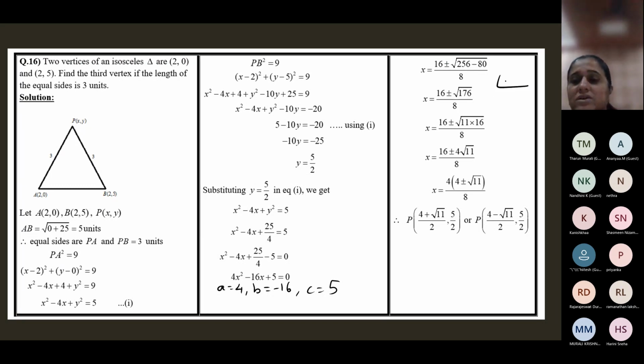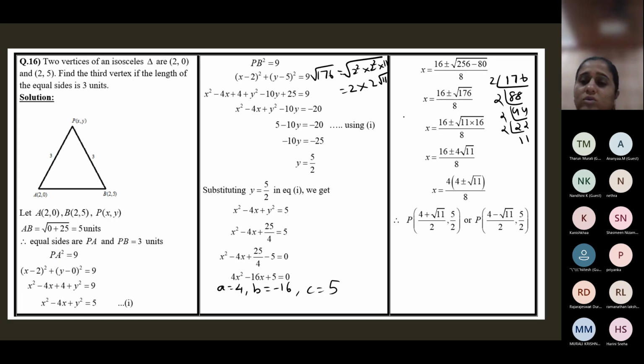You should find the prime factors of 176. 176 is 2 into 88, 2 into 44, 2 into 22, 2 into 11. So the square root of 176 is the square root of 2² into 2² into 11. From two 2's, one 2 comes out, and 11 remains under the square root. So 4 root 11. That's what you see here.